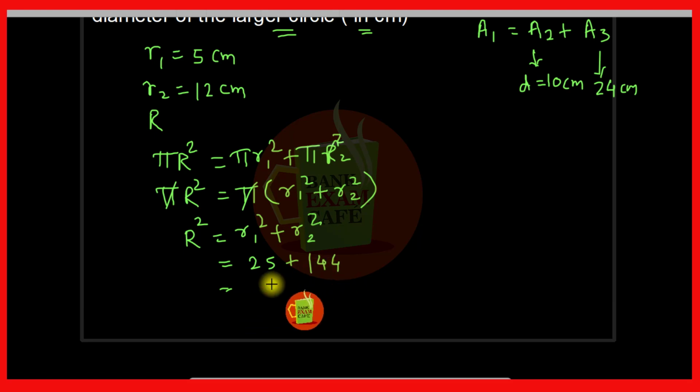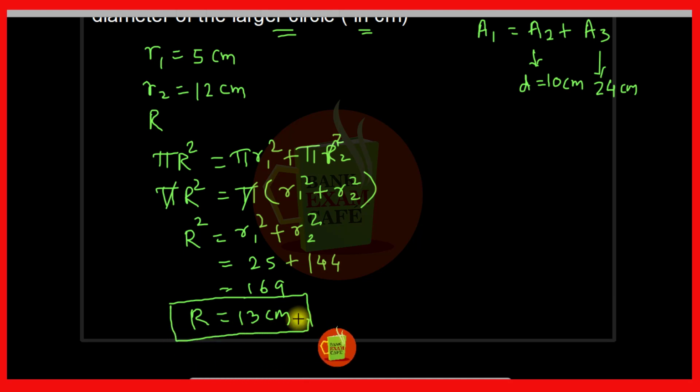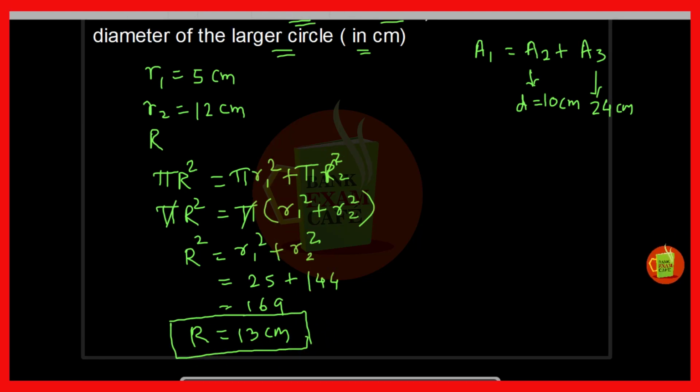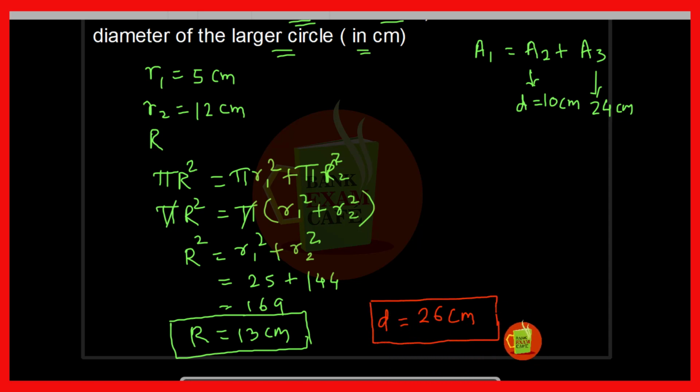So that is equal to 25 plus 144, that will be 169, and now taking the square root of both the sides you will get R is equal to 13 centimeter, and therefore you have got the radius of the circle as 13 centimeter. Now since you have to find the diameter, the diameter is double the radius and therefore the diameter is equal to 26 centimeter. And so friends, here we have got the diameter of the circle as 26 centimeter.